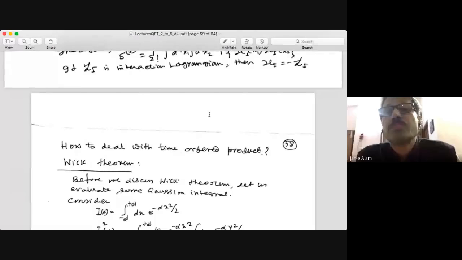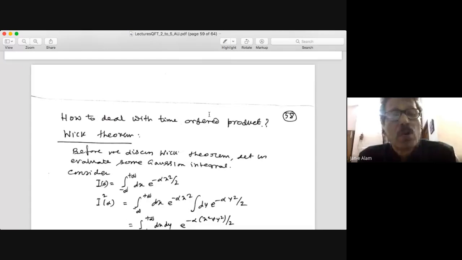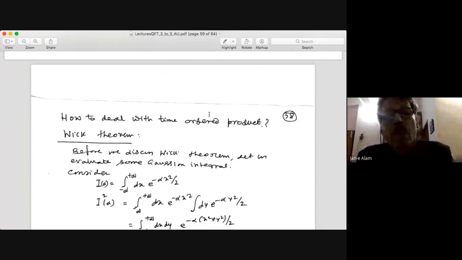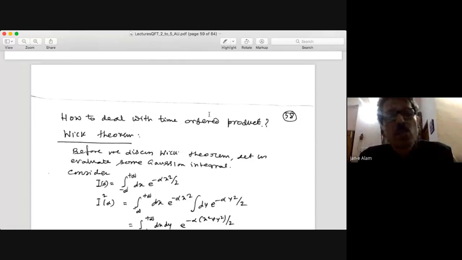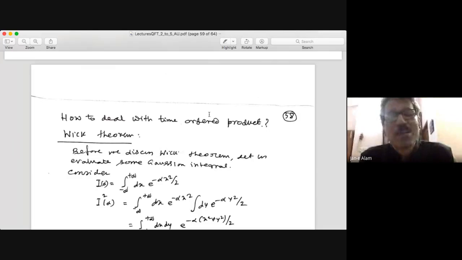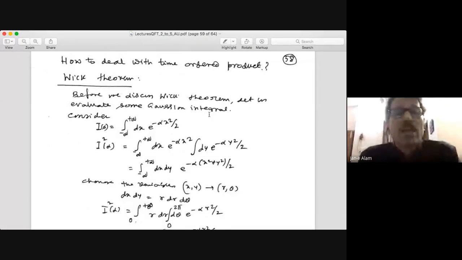Okay. Now, in this Wick's theorem, I will just introduce something which I will elaborate tomorrow. So let me just discuss something which, you may think that it has nothing to do with Wick's theorem, but tomorrow I'll show you this is very much relevant. So before I discuss this Wick's theorem, let me do an exercise that I do some Gaussian integrations. Okay, I have some time, so let me discuss this part.